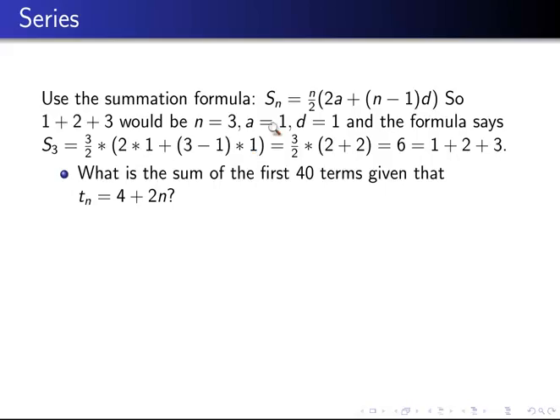Now I just plug those numbers into the formula to see whether my understanding of what's going on is correct, so I can feel more confident about it. The formula says, with these values, that S3 is 3 over 2 times (2 times 1 plus (3 minus 1) times 1). Work through that, and I get 6. For this simple example, I know that 1 plus 2 plus 3 is equal to 6. So it's working. My understanding of this formula seems to work.